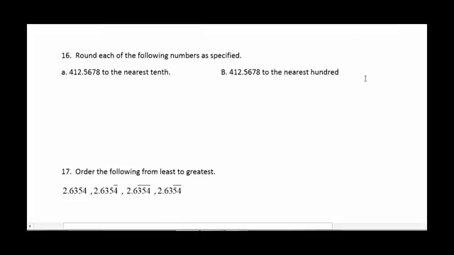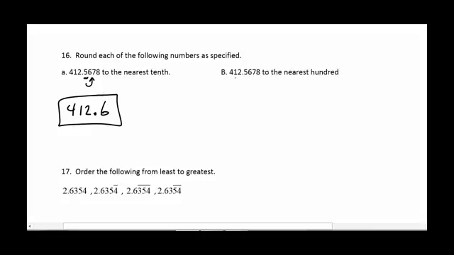All right, number 16, round each of the following numbers as specified. Round to the nearest tenth. Again, vocab-wise, understanding where to look in the number. Tenth would be that 5. So everything before it I'm going to keep, and what I have to decide is, does the 5 stay a 5 or does it go up to a 6? When I look at the next digit being a 6, that means I'm going to round up to make that a 6.